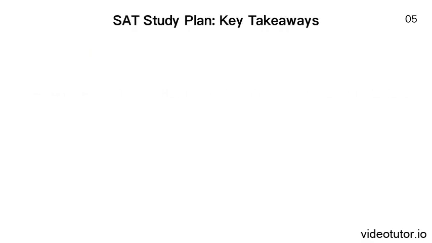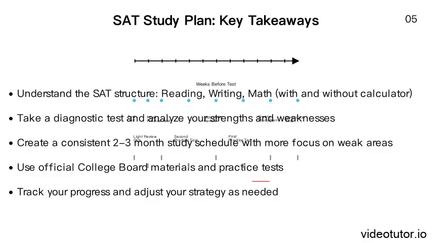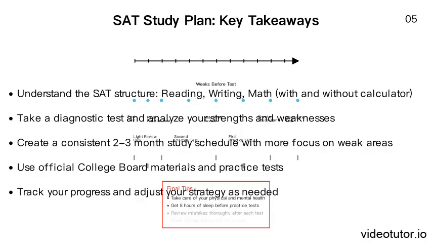Let's summarize the key points of our SAT study plan. First, understand the SAT structure with its reading, writing, and math sections. Take a diagnostic test to analyze your strengths and weaknesses. Create a consistent 2 to 3 month study schedule, focusing more on your weak areas. Use official College Board materials and practice tests for the most accurate preparation. And track your progress, adjusting your strategy as needed.